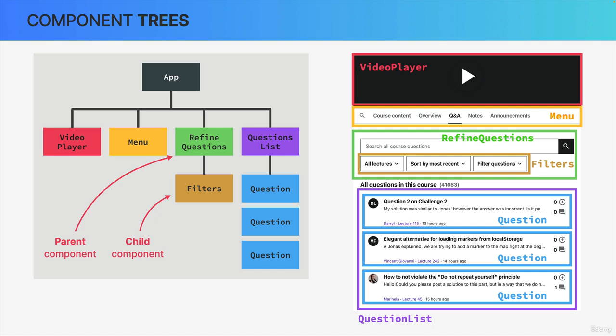And I think that this is all you need to know about components for now. We will go really deep into some important concepts like reusability later, but for now, let's start to put some of these concepts into practice.